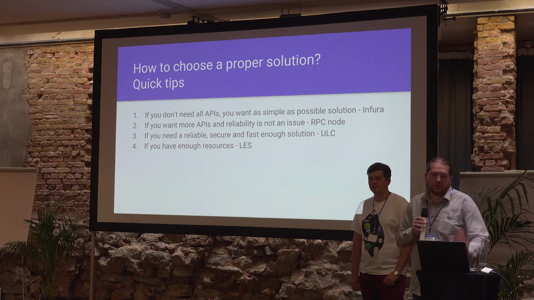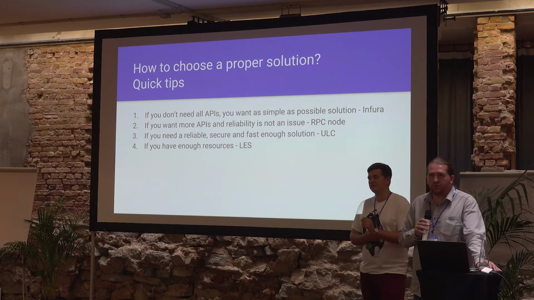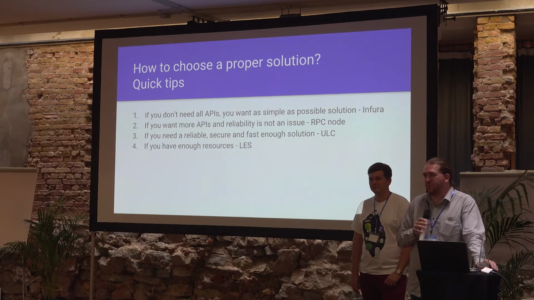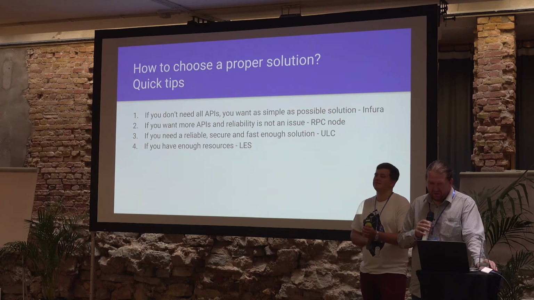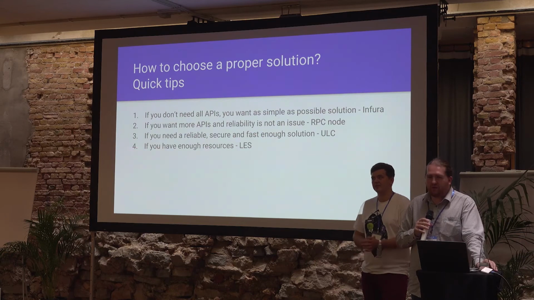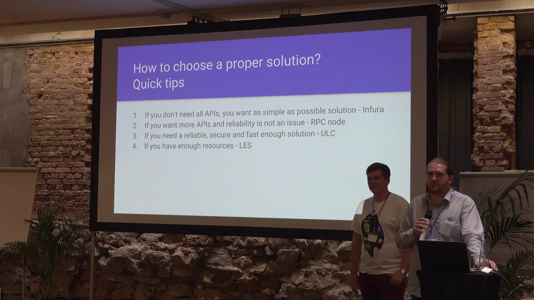One more thing is quick tips on how to choose a proper solution for your distributed application or service. If you don't need all APIs and you want to keep your application as simple as possible, use Infura. It's a good, well-tested solution. It's the most popular in the decentralized world at the moment. If you want more APIs and availability is not an issue for you, you can try and use your own RPC node. Good luck. If you need a reliable, secure, and fast enough solution, and you can spend some more traffic than Infura, I think you definitely should try ULC. Maybe this is a solution for you.